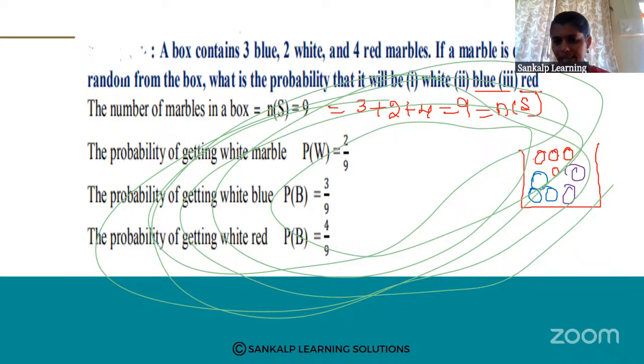So my dear students, how many white marbles are there? That is n of a. So that I will call it as n of a. Only 2 white marbles are there. So this is n of a, that is the number of favorable outcomes. The probability of getting white marble, or you can say it is n of w.